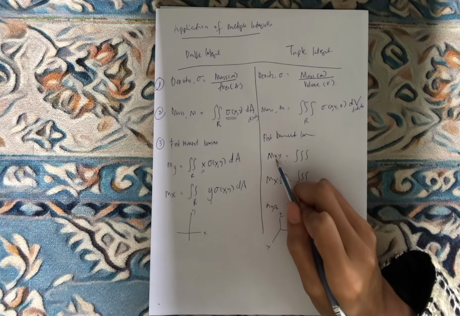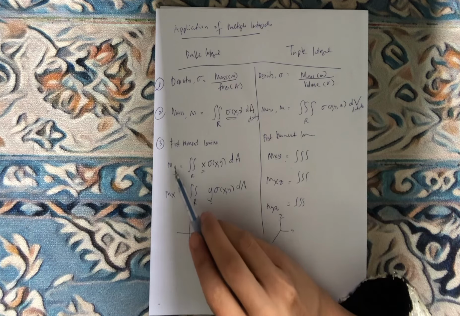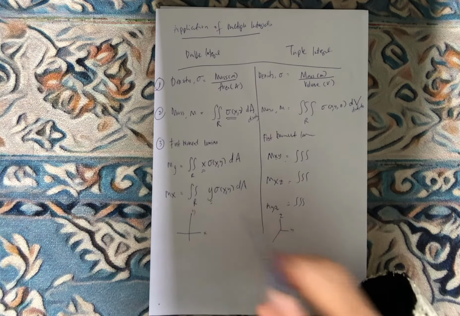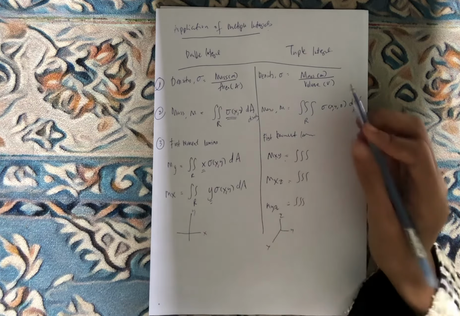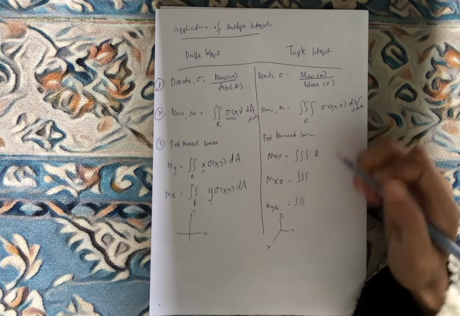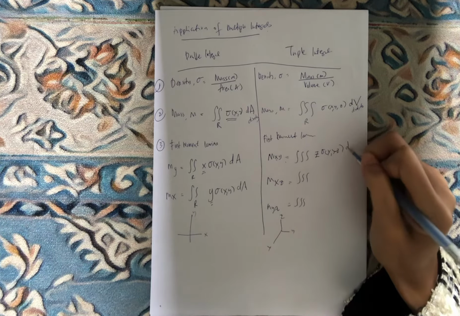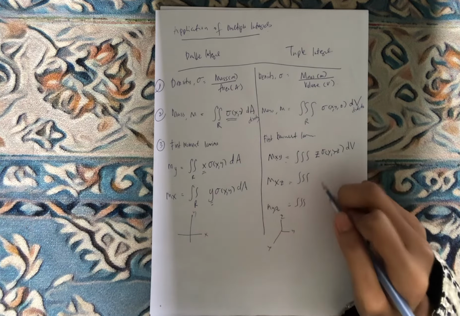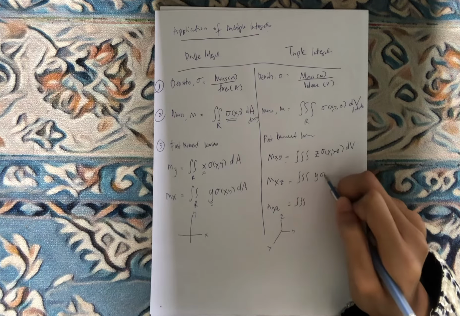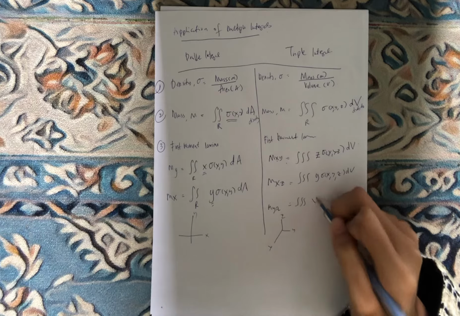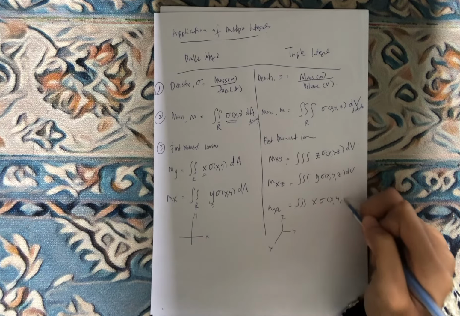Back to this one. If here is y, that means here is x. Now here is xy, so that means it will be z. Yes, it will be z. Here xz, so here is y, and the last one is yz, so here is x. Okay class, easy, right?